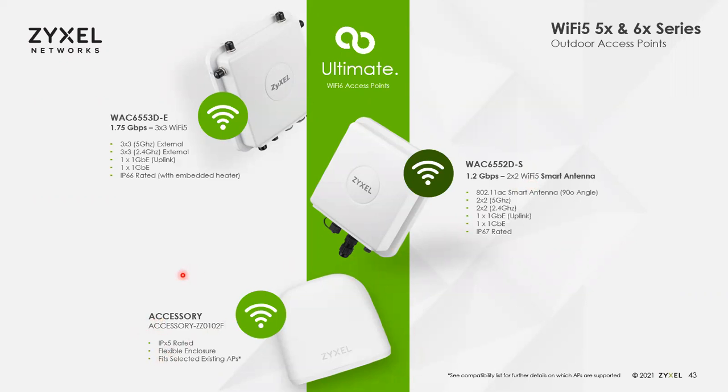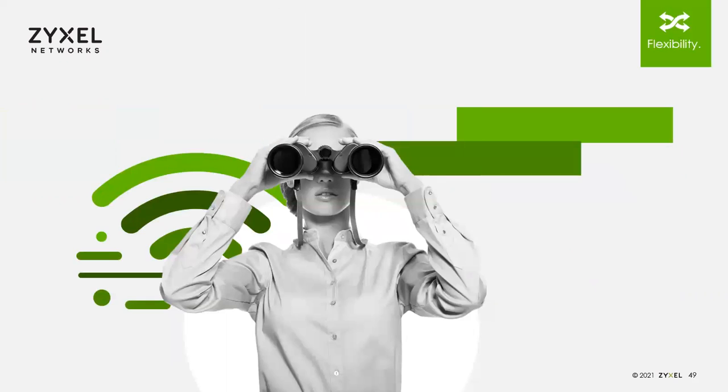And then we also have this guy here. It is an outdoor enclosure that fits most of our access points and allows you to use an indoor access point as an outdoor access point. It gives you waterproofing there from rain and things like that. And it also helps give a slight boost up to the temperature ranges that you can use that equipment in. For those of you in really cold environments, the 6553D-E has a heater built in, and it can handle operating temps down to -40.